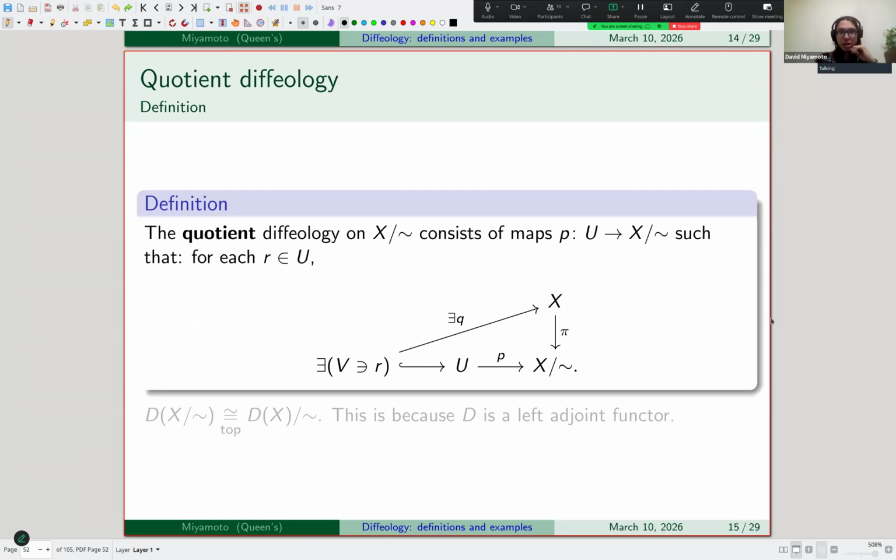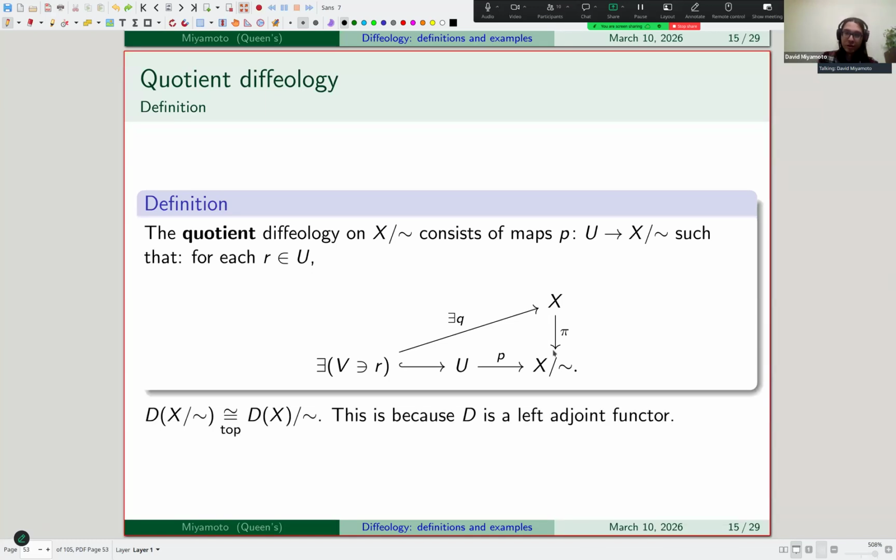So the quotient always has a natural diffeology. And if you unwind what this would be, it's as follows. This map is a plot if at every point I can find a local lifting along the quotient map pi. So that's what this diagram says. Every plot has a local lift. If I change r, I might need different Qs to lift my plot, but in any case, I can lift it in a neighborhood around every point. That is my collection of plots, and that's the quotient diffeology.